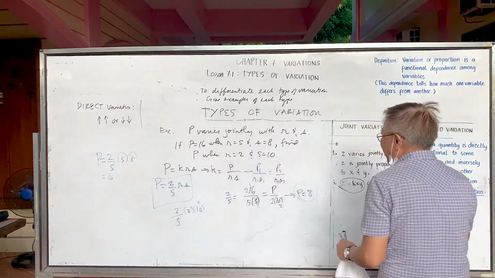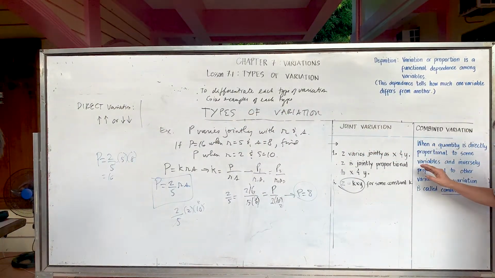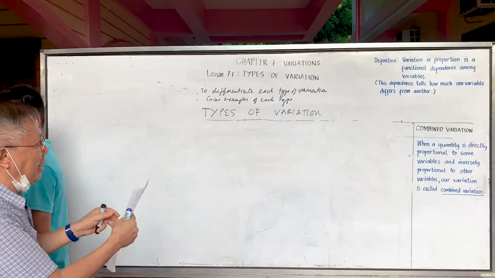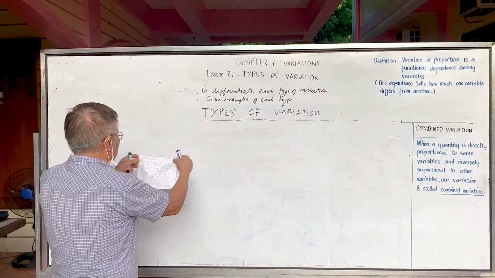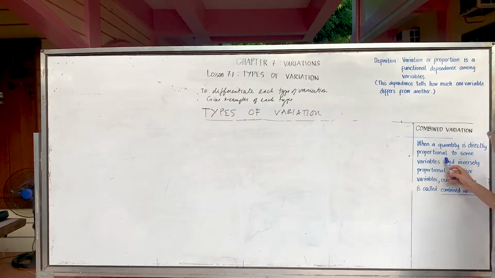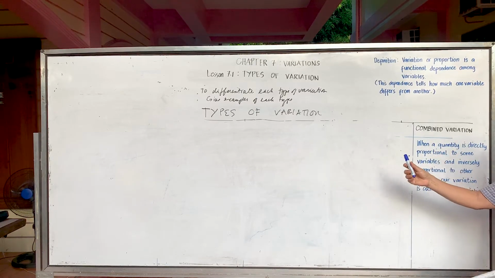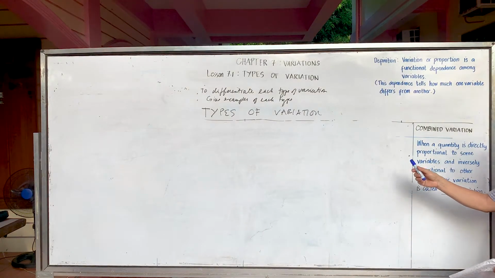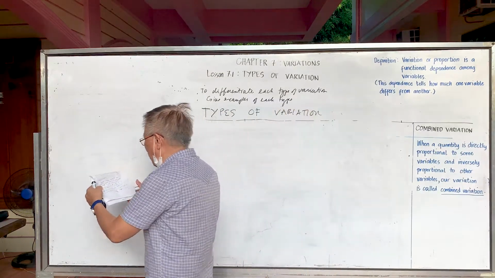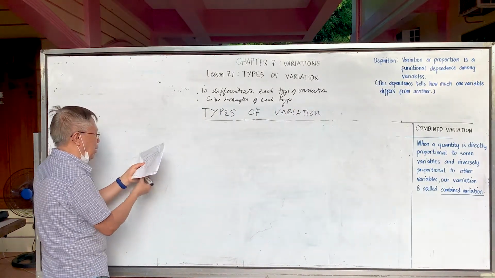Okay? Let's have this last one. Okay, let's have combined variation. When a quantity is directly proportional to some variables and inversely proportional to other variables, our variation is called combined variation. So, it's not totally all inverse, it's not totally directly proportional, but it's a combination of inverse and directly proportional. Let's have this example.